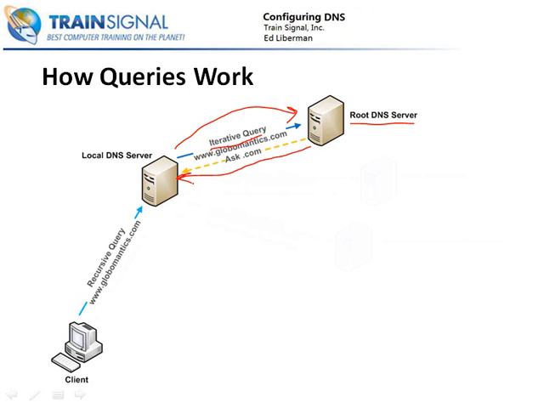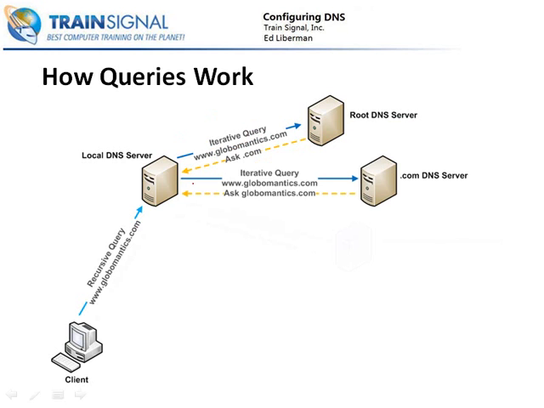So the local DNS server then makes an iterative query to the .com DNS server. Hi, .com server. Do you know who www.globalmantics.com is? And again, because it is iterative, the .com DNS server can only answer what it knows. And what it knows is, no, I don't know who that is, but I do happen to have the IP address of a DNS server authoritative for globalmantics.com.